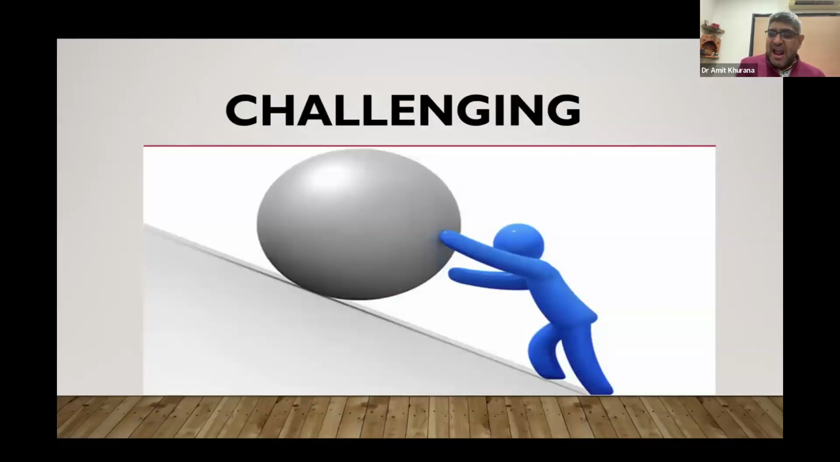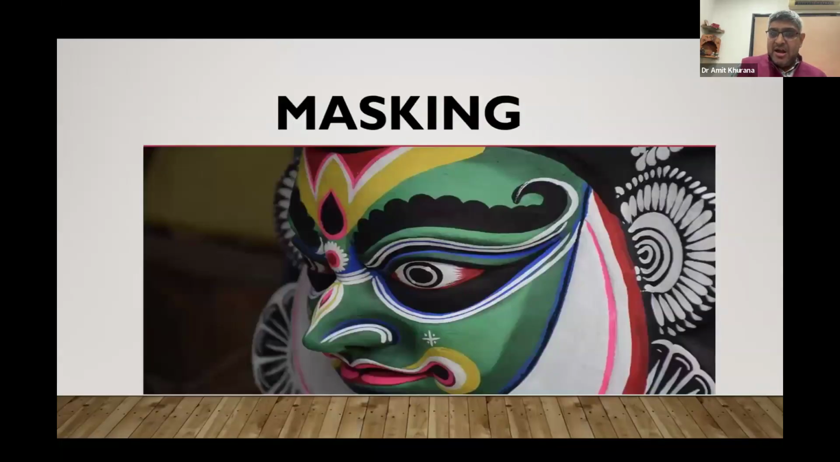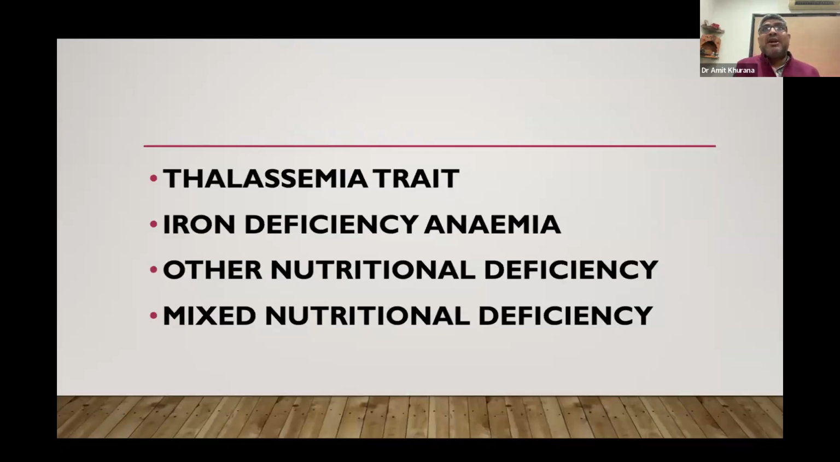But the challenging task when you deal with high MCV anemia is masking. What do you mean by masking? This occurs in conditions where a patient has a megaloblastic anemia which is masked because you see low MCV levels. Your patient may have thalassemia minor, iron deficiency anemia, other nutritional deficiency, or mixed nutritional deficiency, and hence your high MCV can be masked because your patient has a combination of all this. You may be misled and miss that your patient has high MCV. So thalassemia minor, iron deficiency anemia, other nutritional deficiency, and mixed nutritional deficiency can mask your megaloblastic anemia.